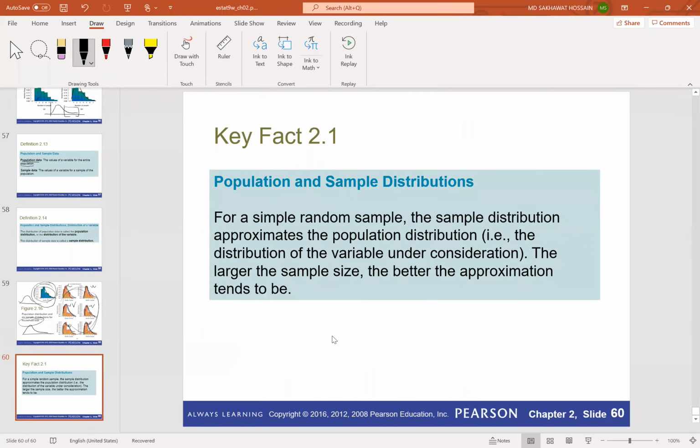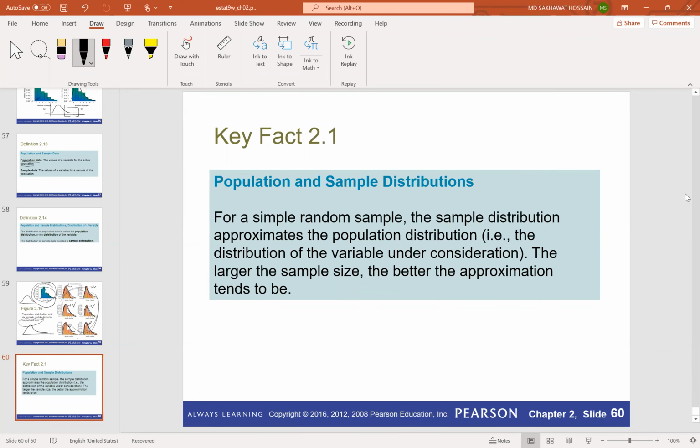Okay, so now the question is, why do we need the sample distribution? Actually, we cannot always get the distribution of the population, because it is not always known. So in that case, we can collect a sample from the population and construct the distribution for the sample. Based on the sample distribution, you can approximate the population distribution, or make inference about the population distribution.